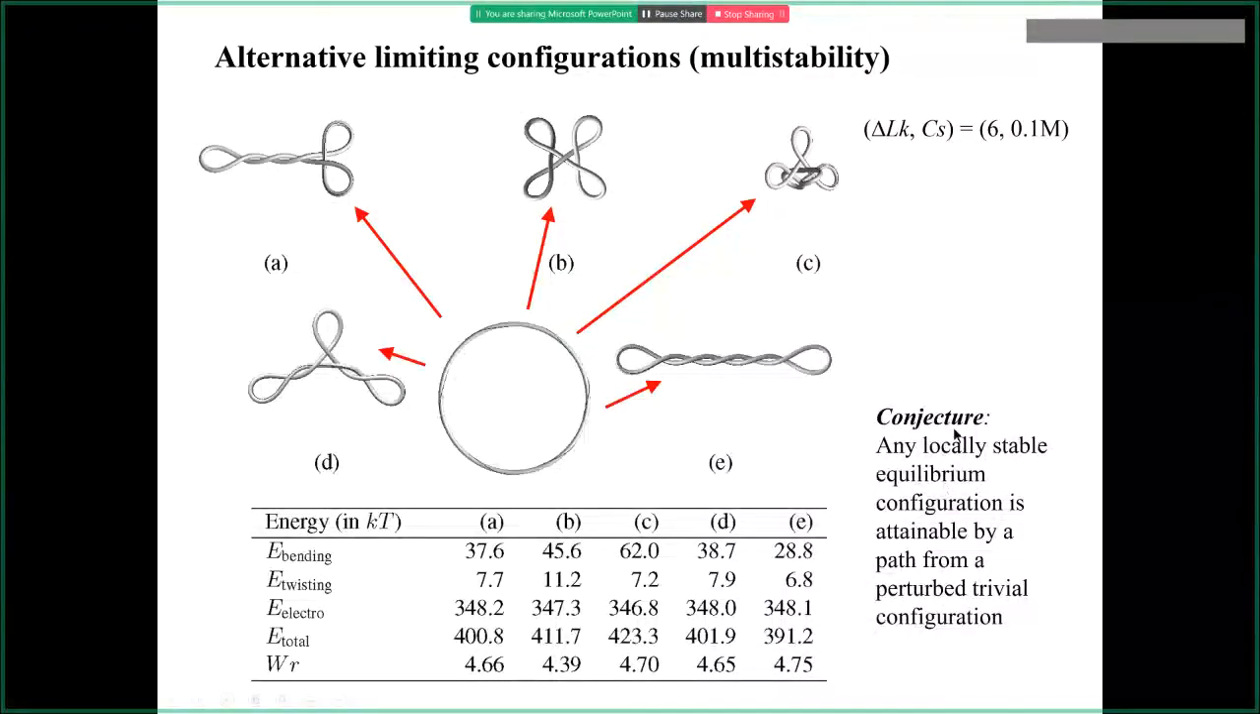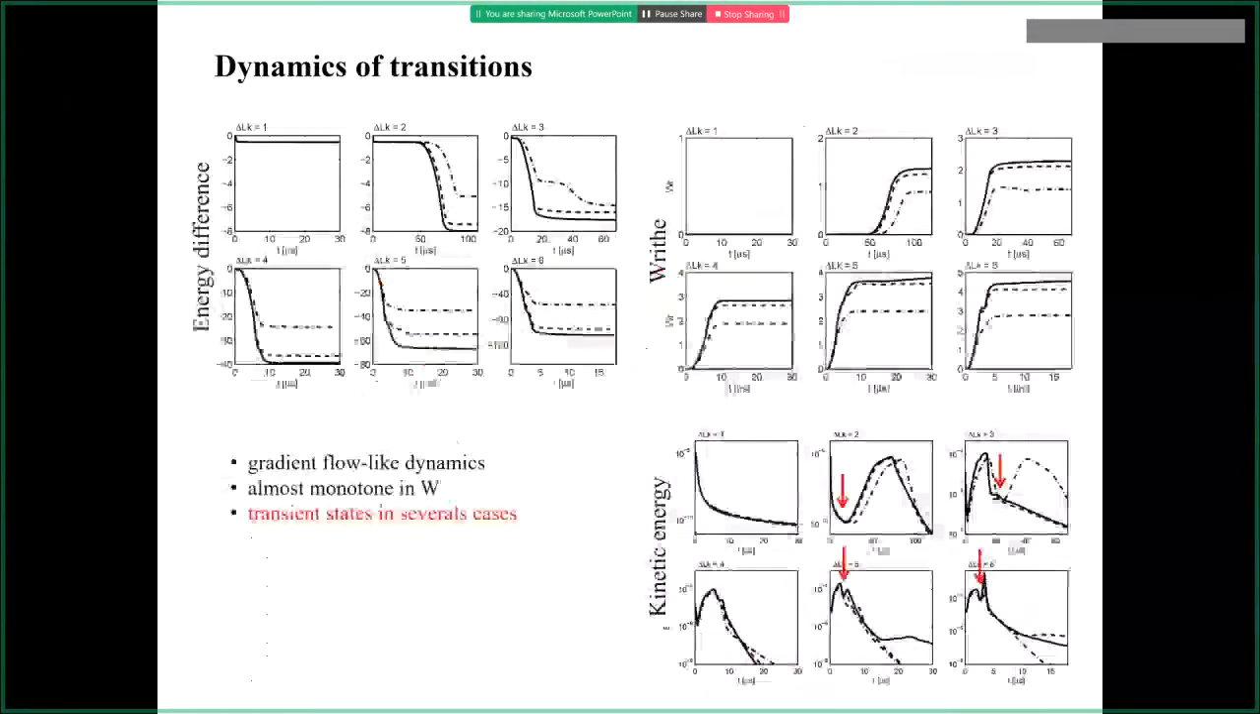So our conjecture here is that by varying the perturbation, we might be able to achieve, or should be able to achieve, any locally stable equilibrium configuration within the system, but we have not been able to find any proof of that statement yet.